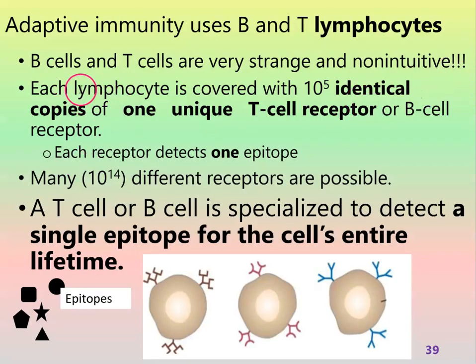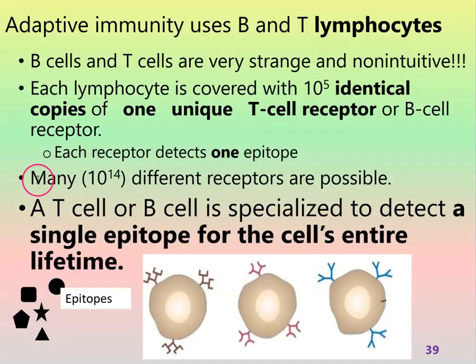So each lymphocyte is covered with 100,000 identical copies of one of those receptors. So if it's a T cell, it's one unique T cell receptor, 100,000 copies of it. Or if it's a B cell, one unique B cell receptor, 100,000 copies of it. So that itself is crazy. They just have one. That means every cell can only see one thing. Each receptor detects one epitope, so every B cell and T cell really specializes in just identifying one specific fragment of one protein.